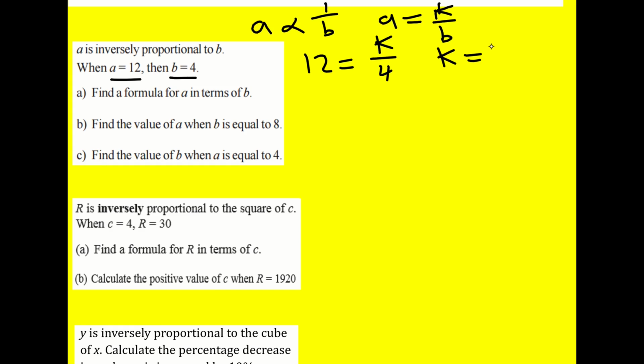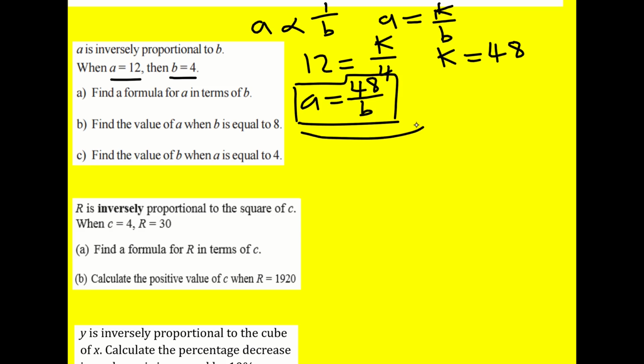It's going to be 4 times 12, which is 48, and that's going to give you my answer. A is equal to 48 divided by b. Okay, this is the key equation that I've shown that the subsequent questions are going to then use. So find the value of a when b is equal to 8.